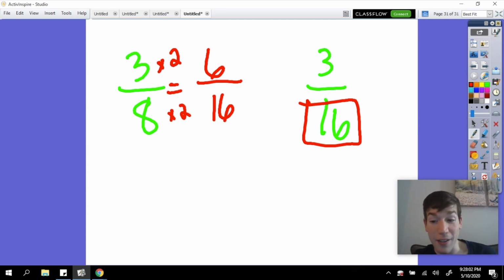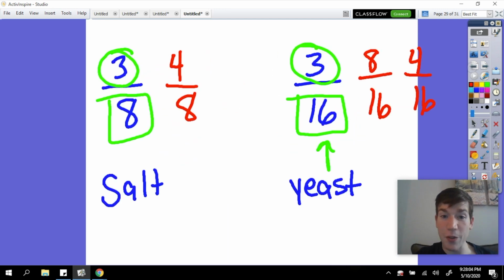Now, this tells us a lot. This tells us that actually we're going to need half as much yeast as we do salt. So whatever amount of salt we have, we're going to have half of that in yeast. Now, I kind of struggle a little bit with saying, well, how do I measure 3/8 of an ounce?